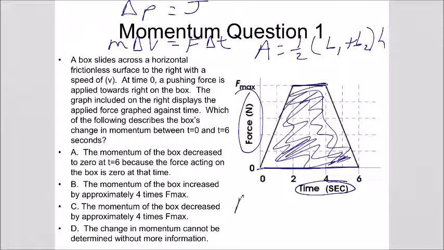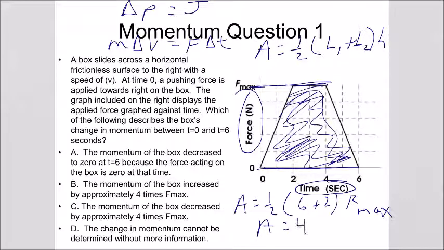So we're going to say A equals 1/2 times 6 plus 2 times the height. Well, the height, we don't have any units on our y-axis. Our height is just F max. So if we simplify a bit, 1/2 times 6 plus 2, so that's 1/2 times 8, that's 4. So our area is 4 F max. That area is equal to our impulse, J.